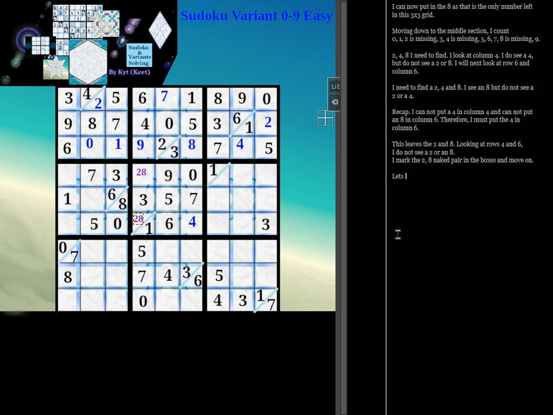Let's look at column 1, row 4, the 3x3 grid. Counting 0, 1, 2 is missing, 3, 4 is missing, 5, 6, 7, 8, 9 is missing. I need a 2, 4, and 9.